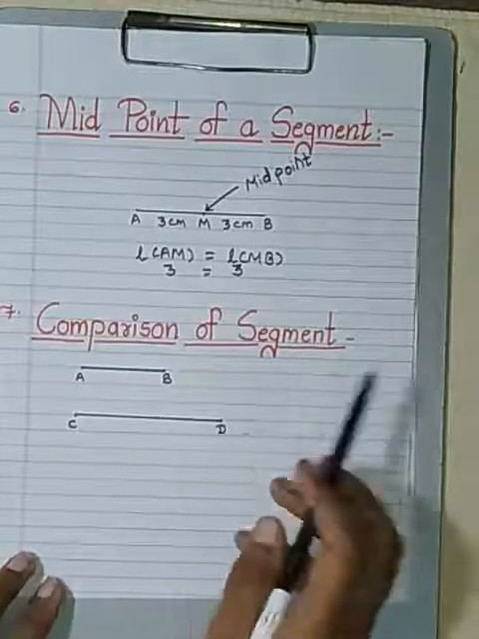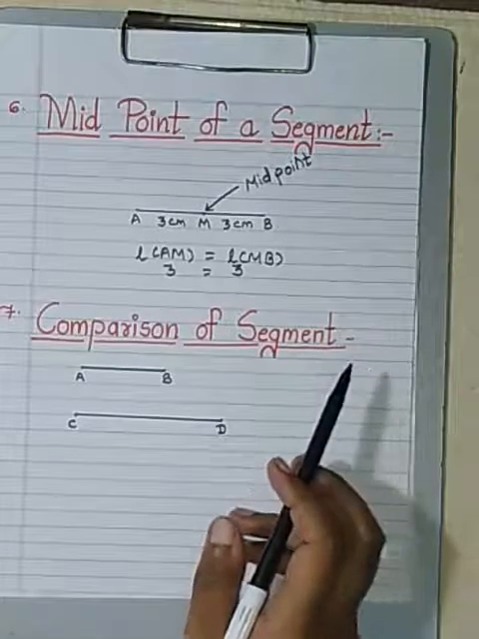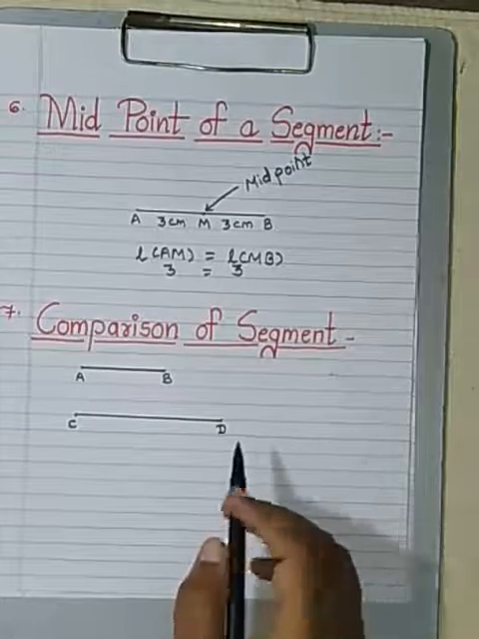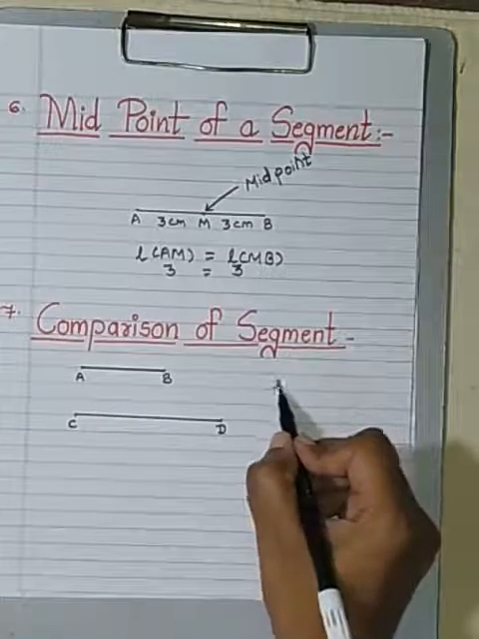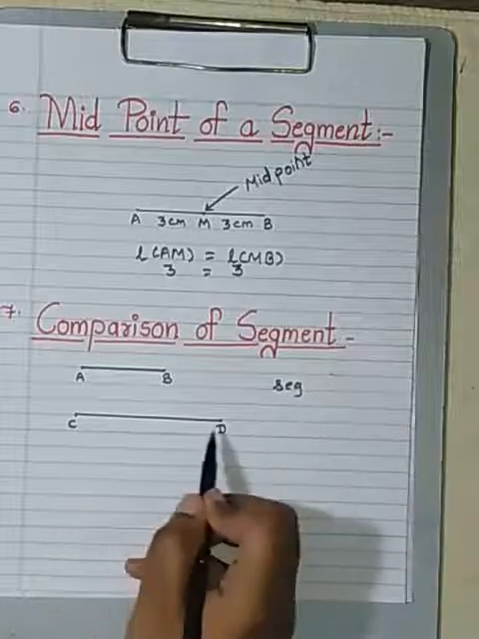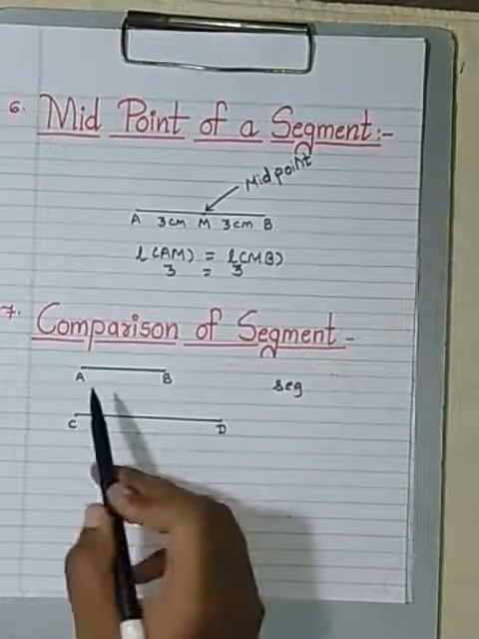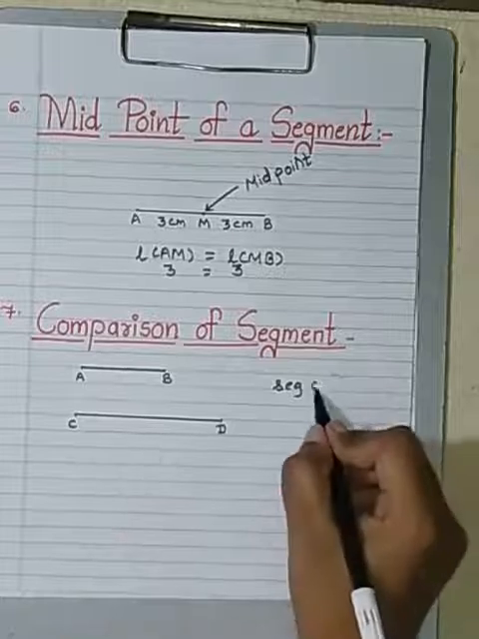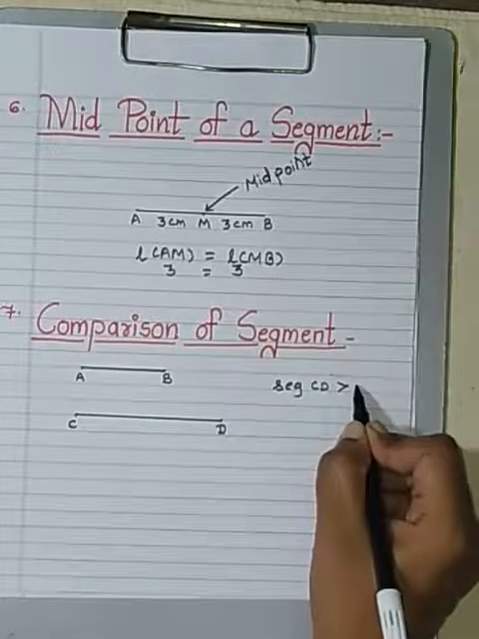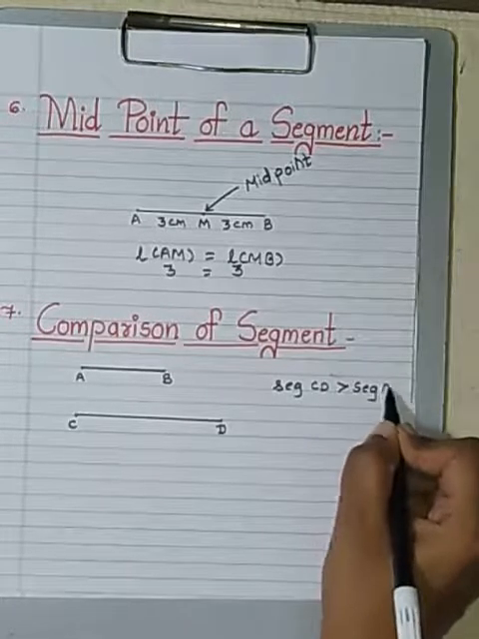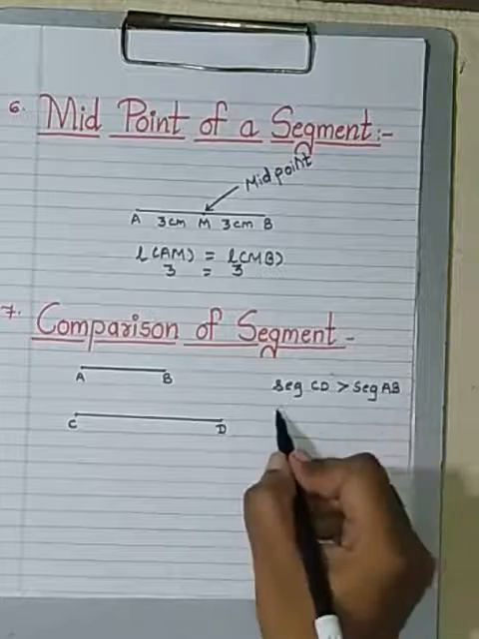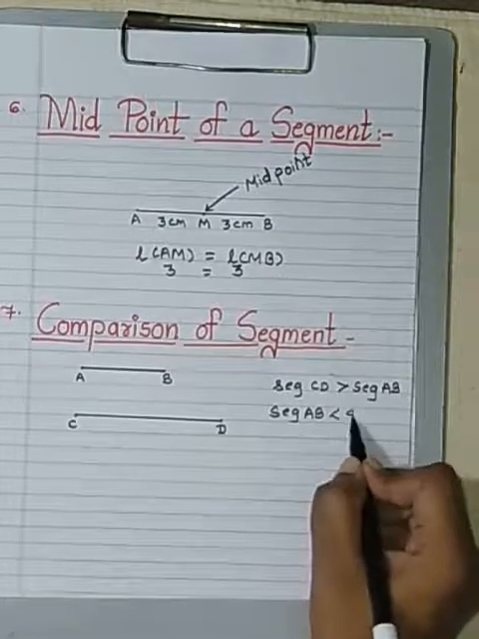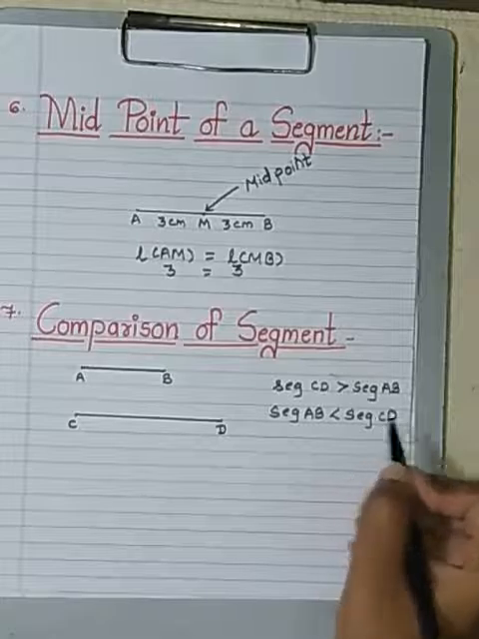Now comparison of two segments. Children, by direct observation you can tell that segment CD is greater than segment AB. Looking at these two figures, you can say that segment CD is greater than segment AB, or you can also write it as segment AB is smaller than segment CD.